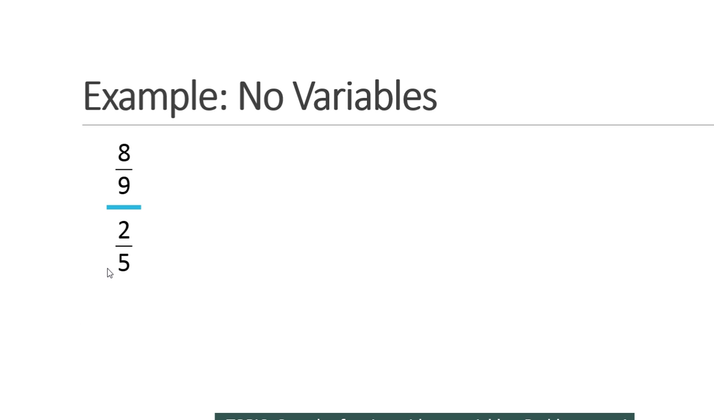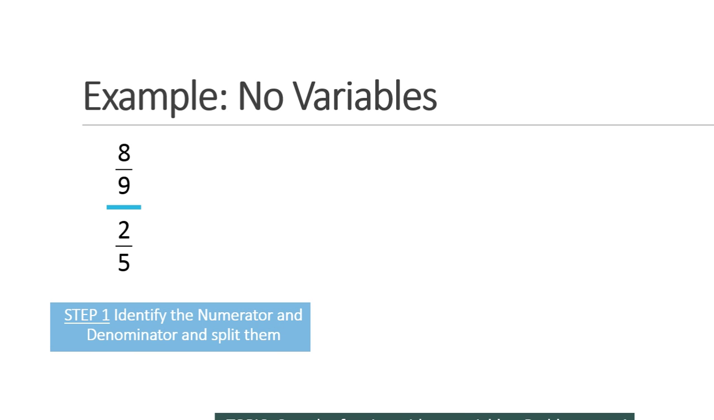So 8/9 divided by 2/5. Now, when we divide fractions, we're going to use a rule. First, let's split them into the numerator and denominator. That's the first thing. The numerator is the top number, the denominator is the bottom. So the numerator goes first, and then the denominator.